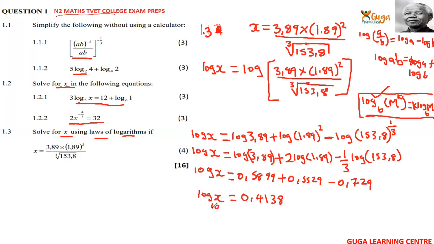So now you can solve for x like what we did in number 1. So your x will be equal to, your base is what? Your base is 10 raised to the power of this 0.4138, which should equal 2,593.